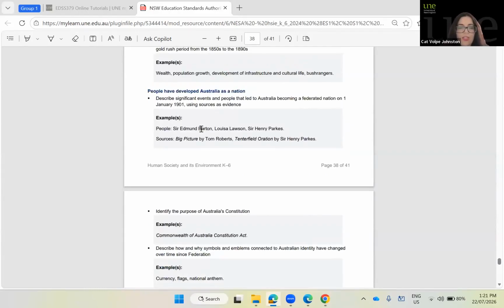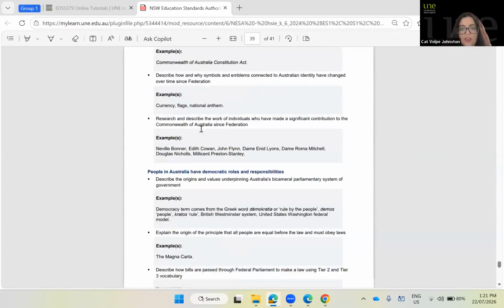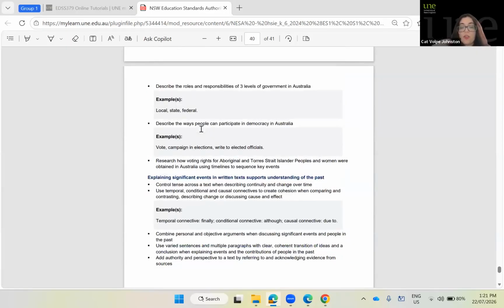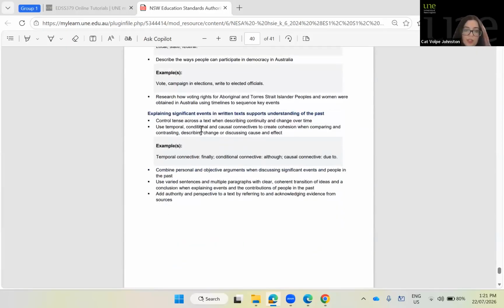People have developed Australia as a nation, and people in Australia have democratic roles and responsibilities. So that's where that democracy is coming through, and also that creating written texts. So you'll find those sections of creating written texts in the history units of work, remembering that at the end.